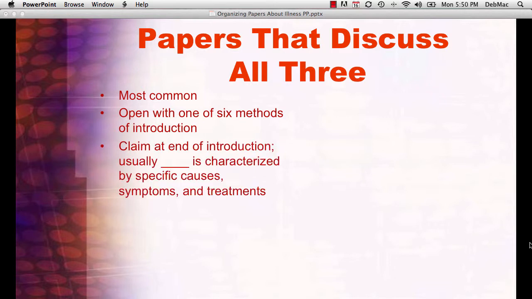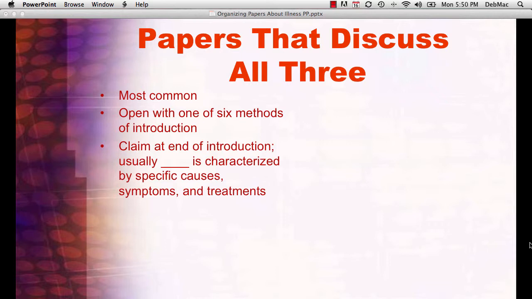At the introduction, you will have a claim with a plan of development. Now, for an illness, frankly, the claim is almost always the same no matter what the illness is. It starts out with naming the illness, which of course is the topic of the paper. So let's say you're writing about diabetes, type 2 diabetes. Your claim would be type 2 diabetes is characterized by specific causes, symptoms, and treatments. You would have exactly the same thing.